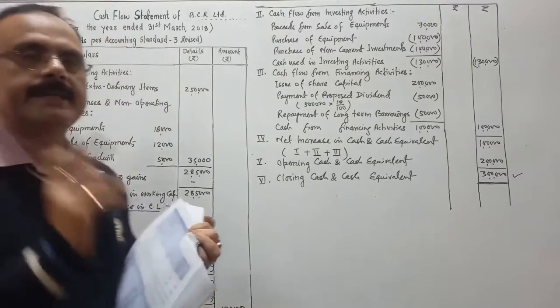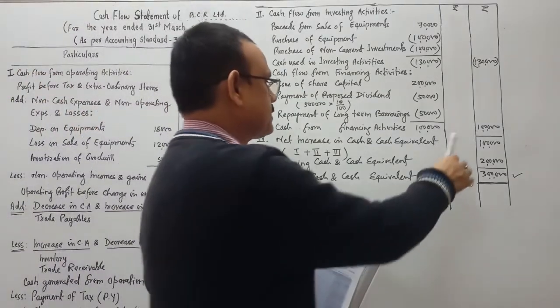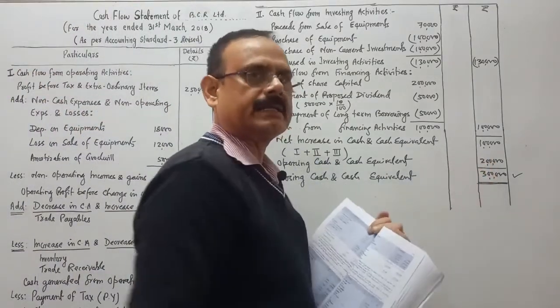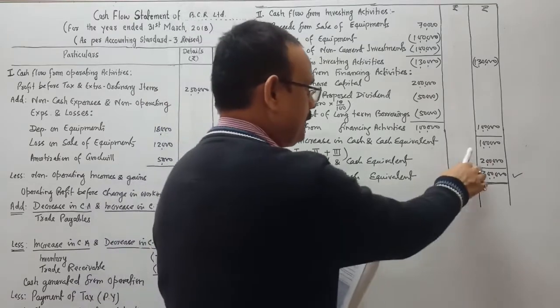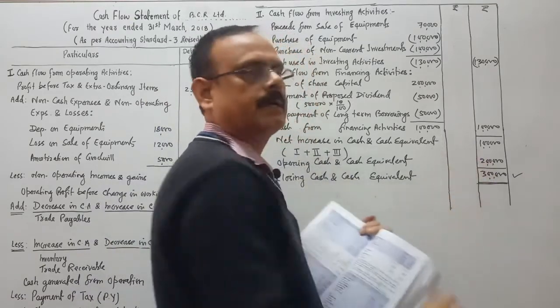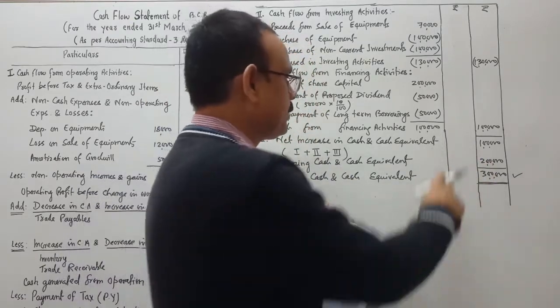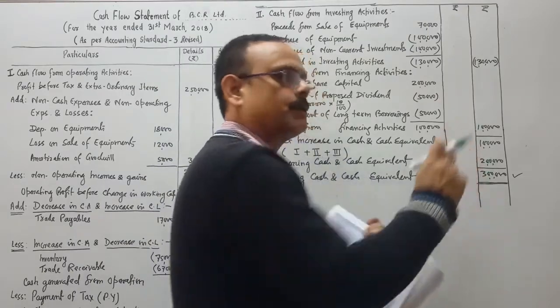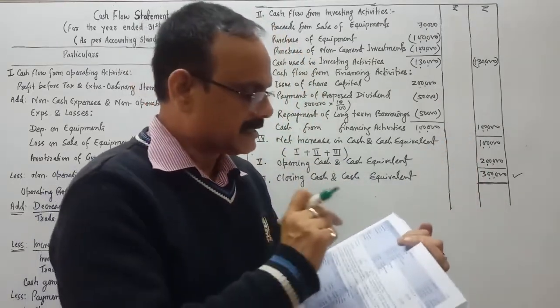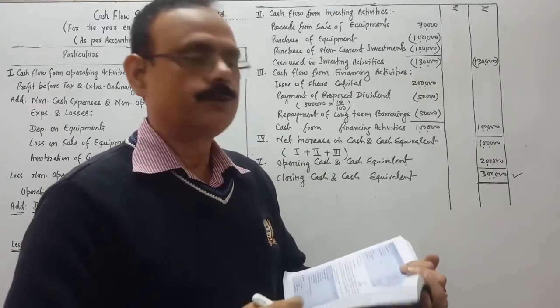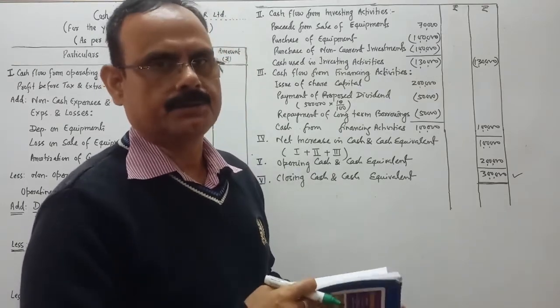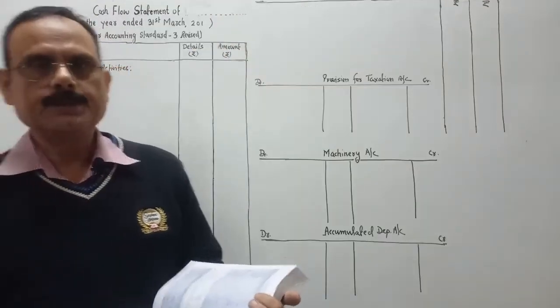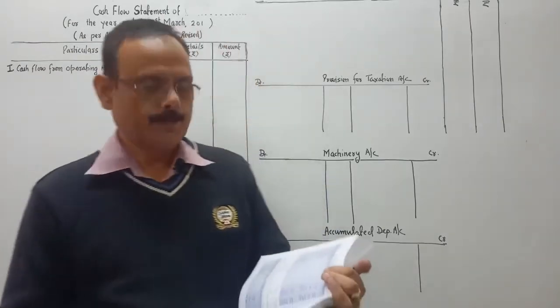This must tally. After knowing the net increase or decrease in cash and cash equivalent, you add the opening cash and cash equivalent. After adding it, this must be equal to the cash and cash equivalent given in the question, that is 3 lakhs. If it is matched, it is correct. Okay. Now coming to the next question of cash flow statement.